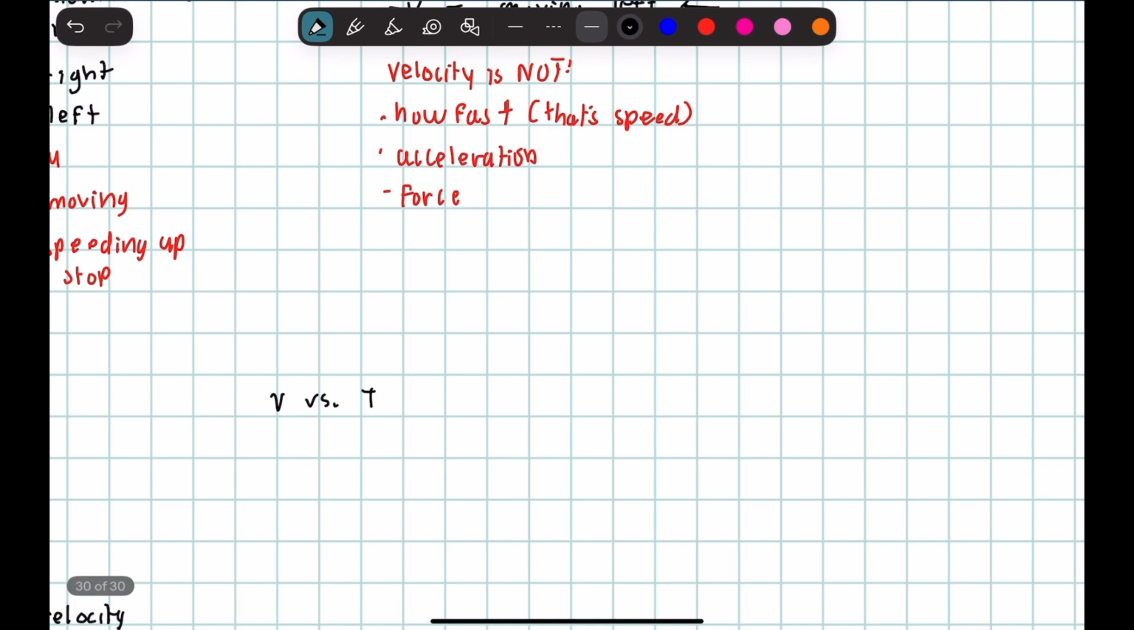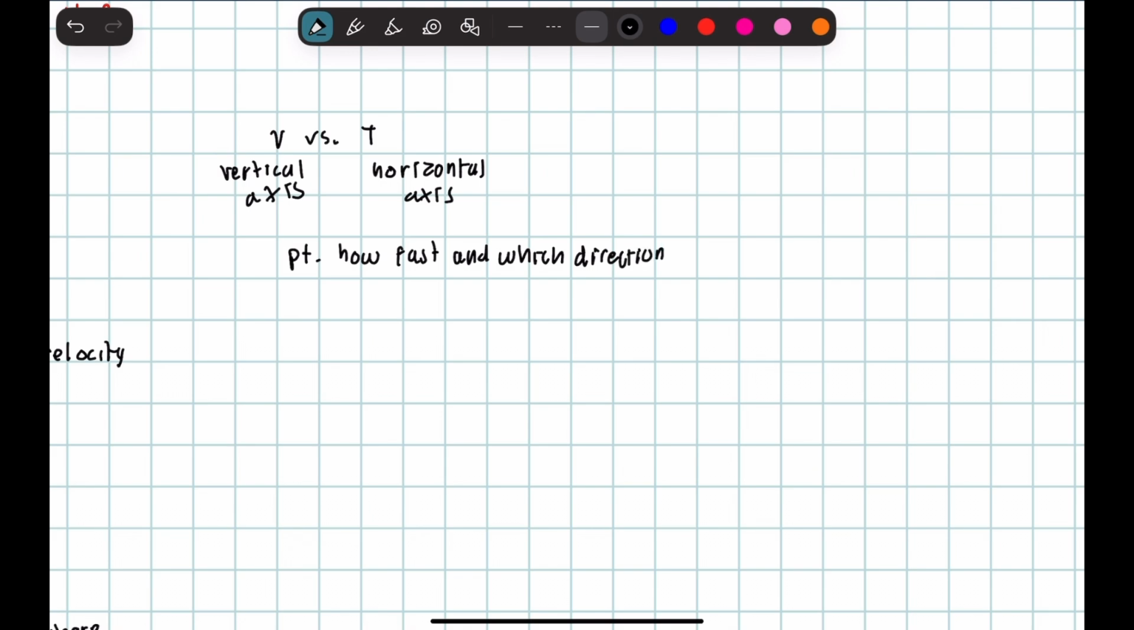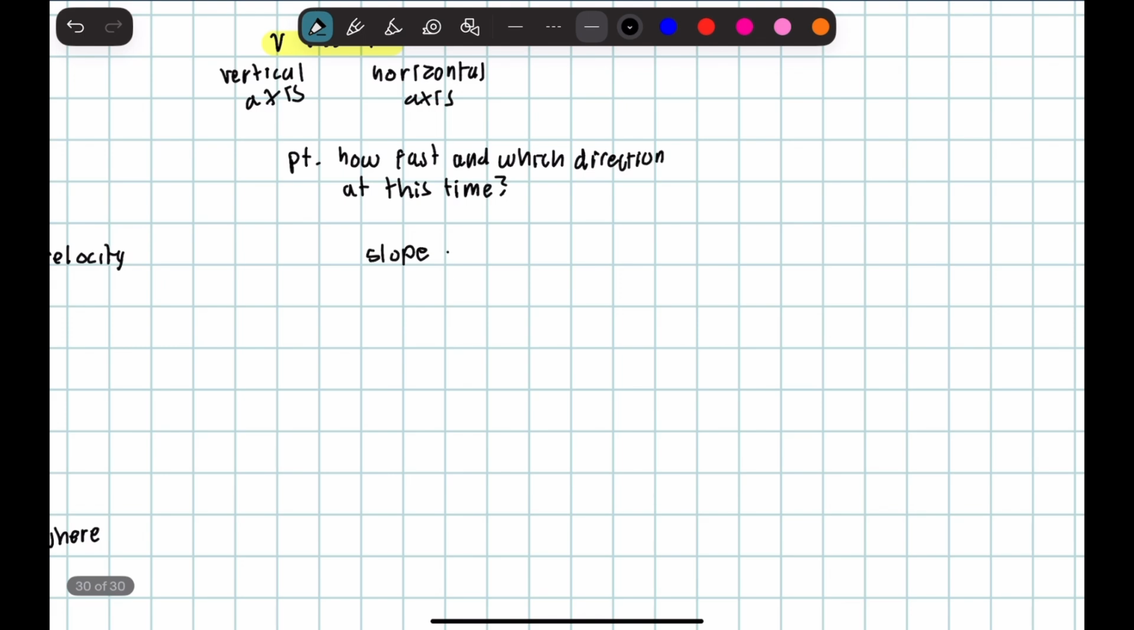Now for velocity versus time, t is your horizontal axis and v is your vertical axis. One point represents how fast and which direction at this time. So what does the slope of this type of graph represent? The slope is the change in velocity over the change in time.